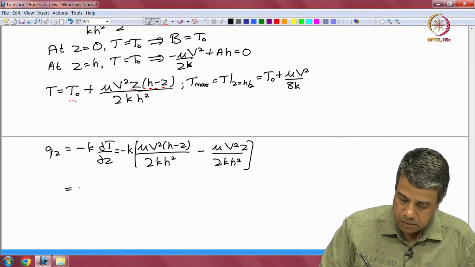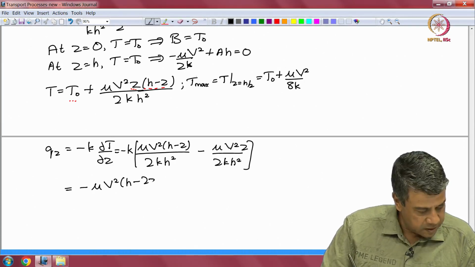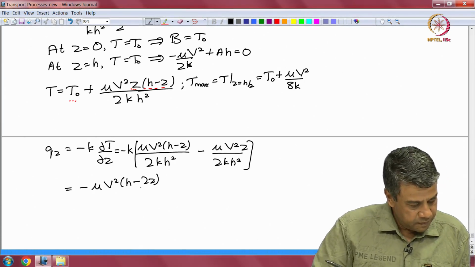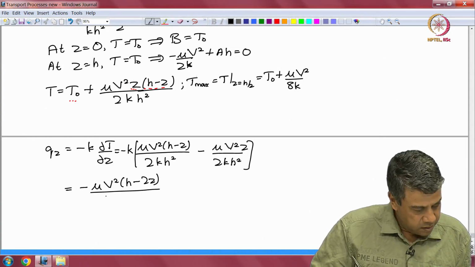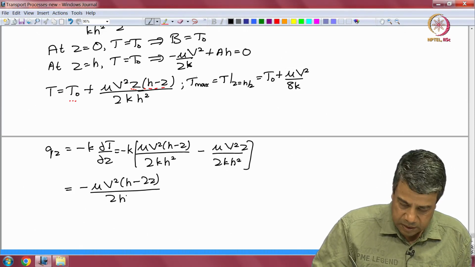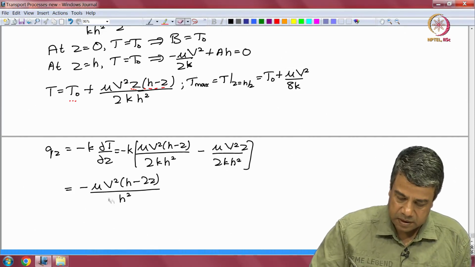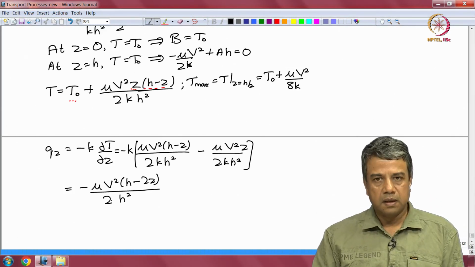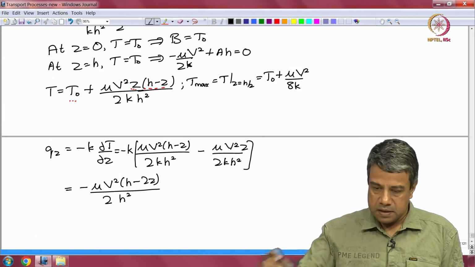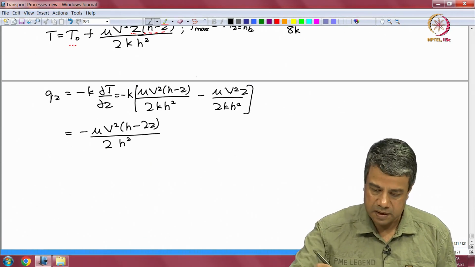So, this is equal to minus mu v square into h minus 2 z, by 2 h square. The thermal conductivity will cancel out in this case. Now, this if you plot, this is okay. So, let me plot it in the channel here.